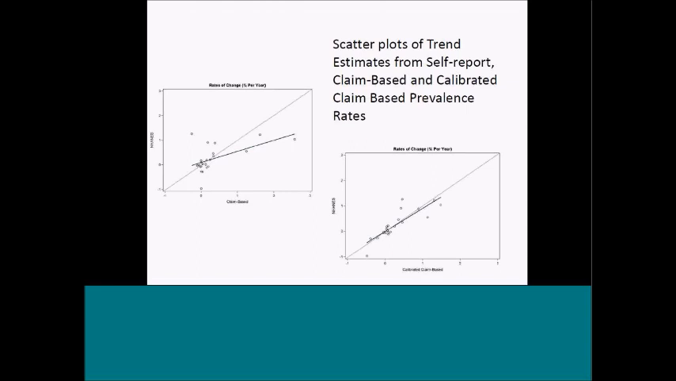We also look at the scatter plot of the trend estimates from the self-report versus the claim-based versus the calibrated claim-based. Now, if you look at the claim-based compared to NHANES, it's almost like a flat line. There's almost no change in the claims. Whereas if you look at the calibrated claim, it's capturing the changes. So that's what we wanted to see, whether the changes in the calibrated claims trend estimate are closer to the trend estimate from self-report, and it seems to be doing that in this context.